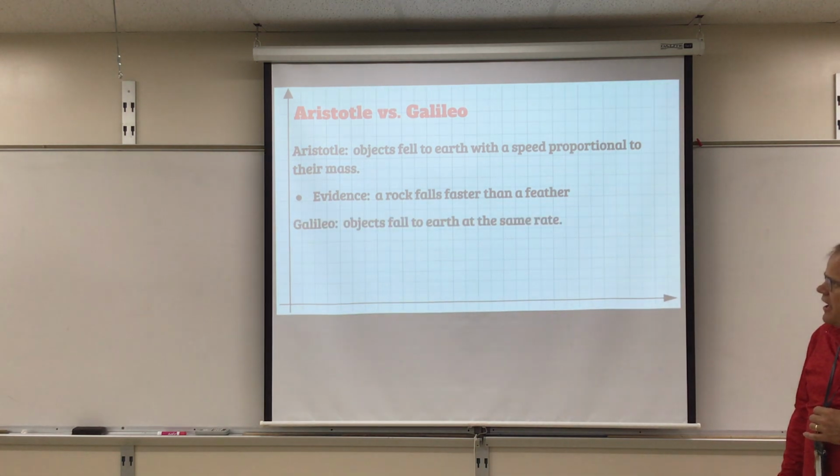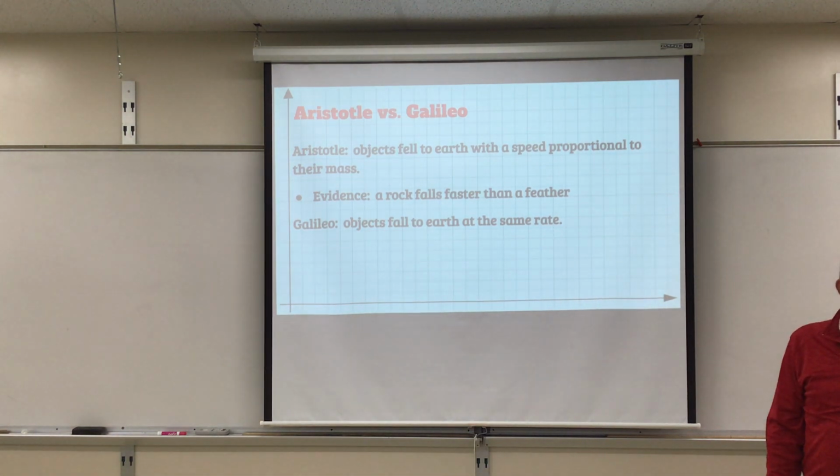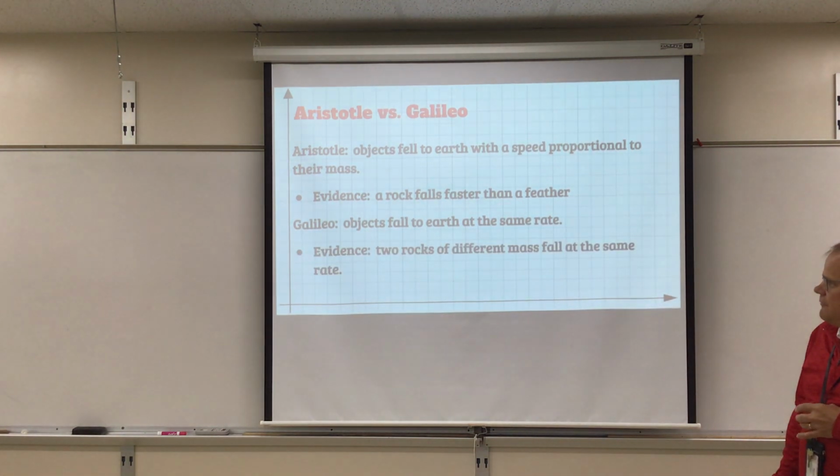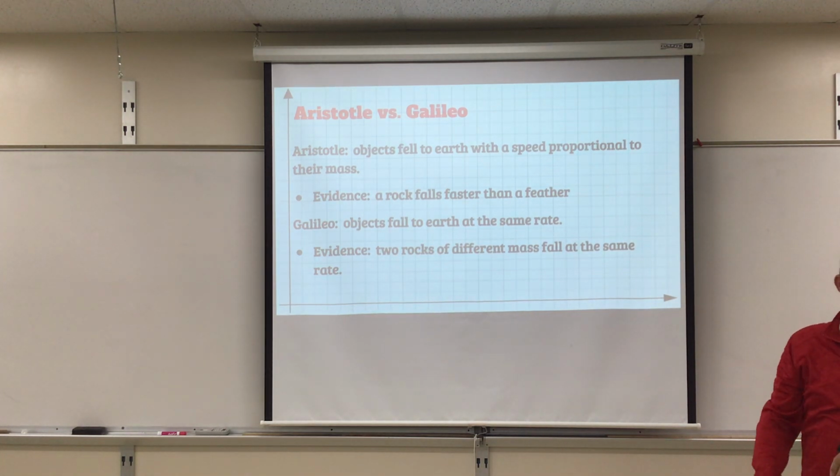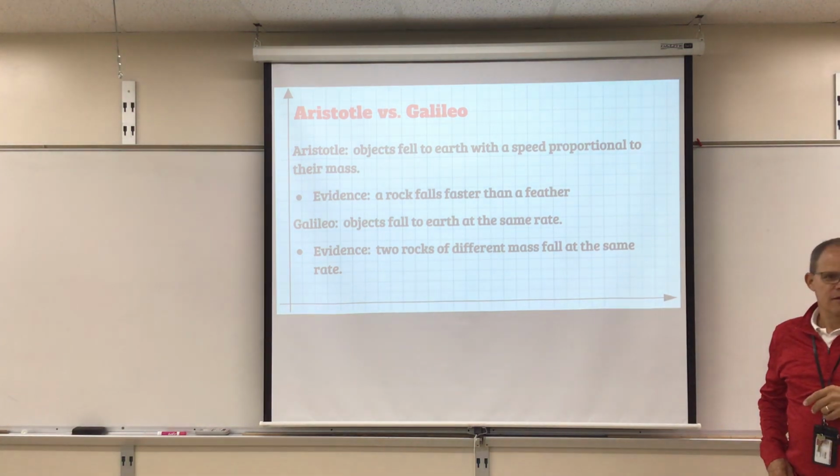Galileo came along and he said, hey, objects all fall to Earth at the same rate. So he did some experiments, and for example, 2 rocks with different masses would fall at the same rate and hit the ground. So who's right? What's wrong with Aristotle? The feather would get drift and air under it.